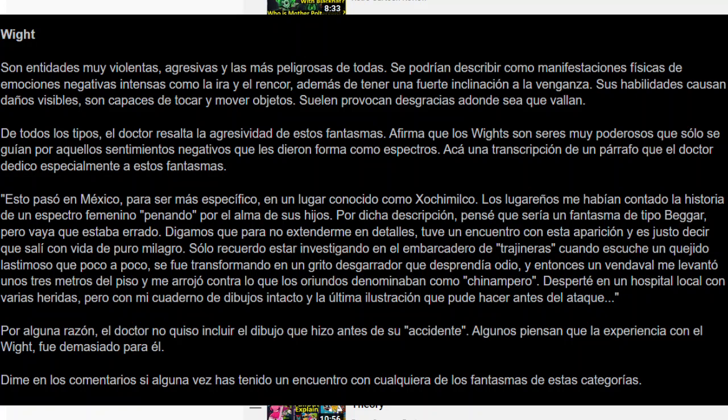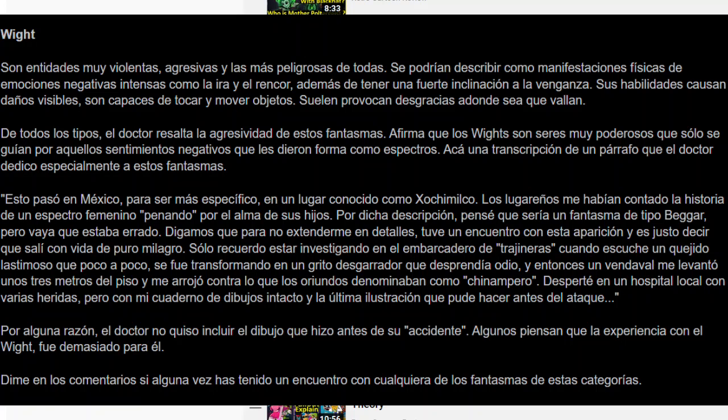Now, our final one, Type 8, called White, the most violent, angry, and dangerous of all types of ghosts. Whites are described as negative emotions that focus only on anger and resentment, even inclined to take revenge on the next person they come across. Their abilities cause physical damage. They can actually touch and move objects, and they often cause misfortune wherever they go. Of all the types, the Doctor highlights the aggressiveness of this ghost. He claims the Whites are very powerful beings guided by negative energy that molds them as specters.